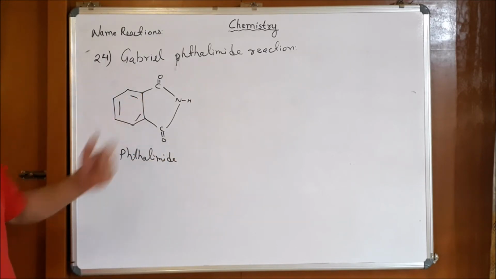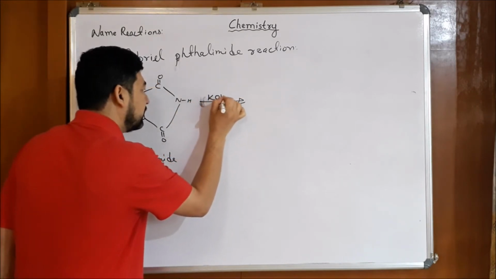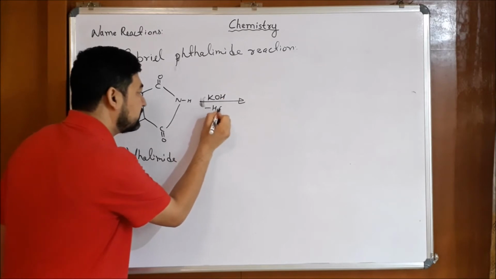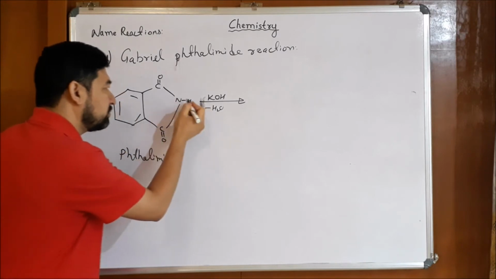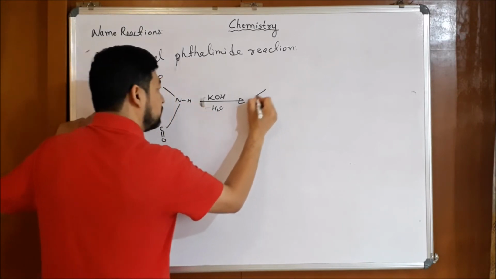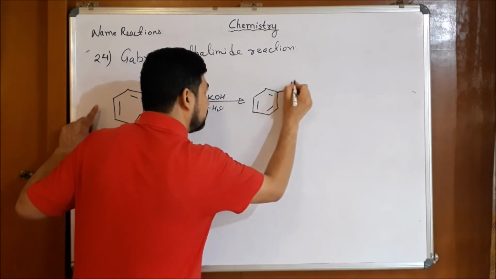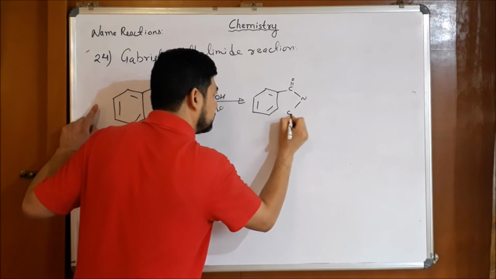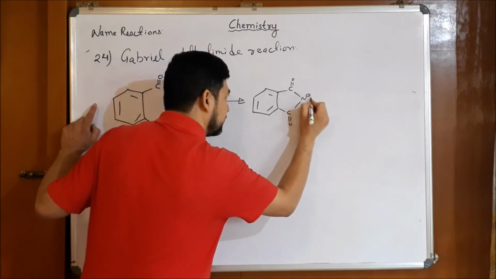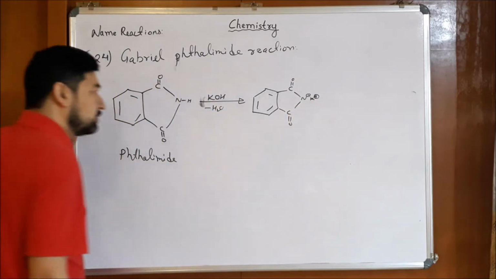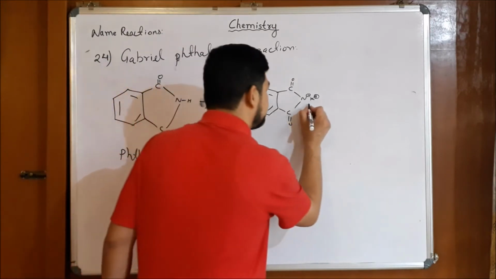When this phthalimide is treated with KOH, water is released, with OH from here and H from here. K will attach here and form an ionic bond. So our next product will be C double bond O, here N, here C double bond O, with a minus K plus, an ionic bond. This is the potassium salt of phthalimide.